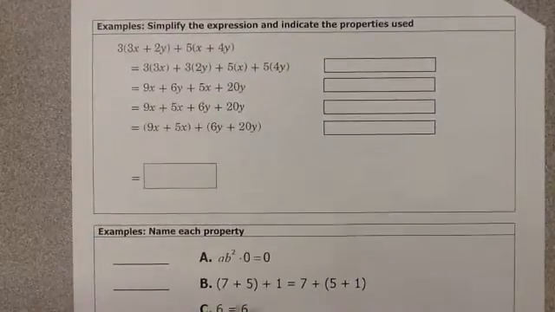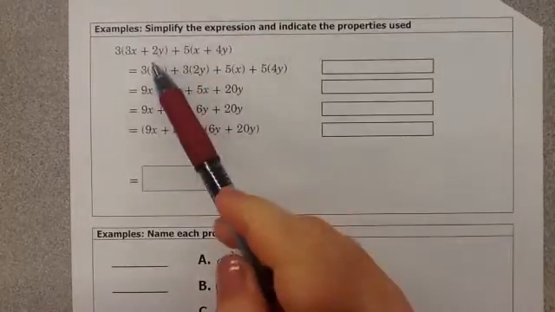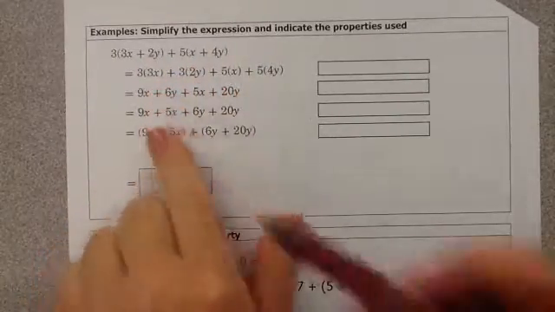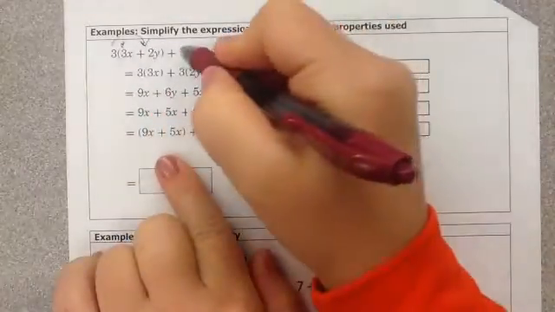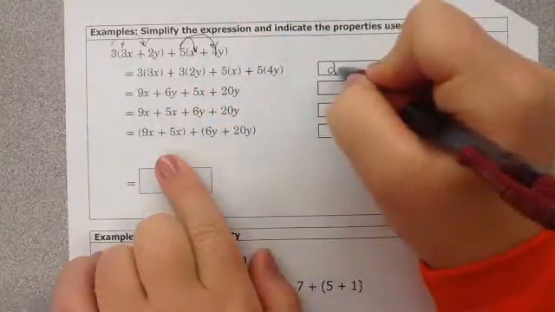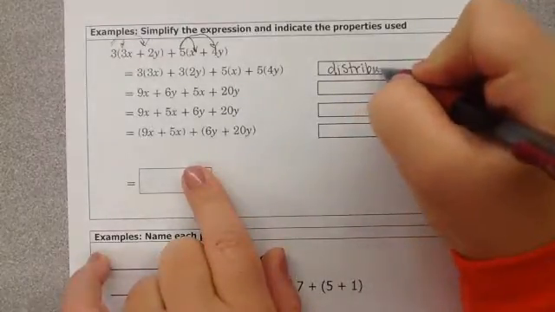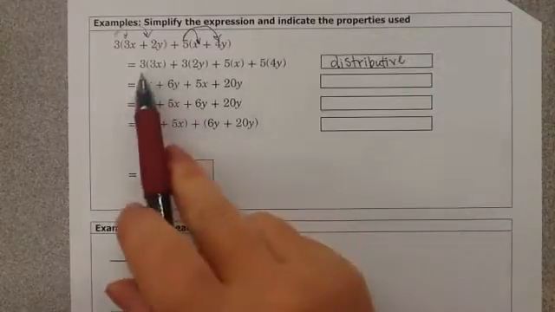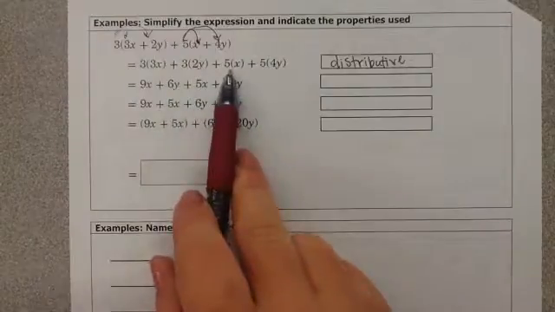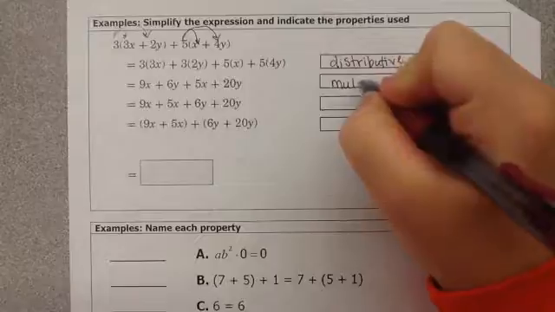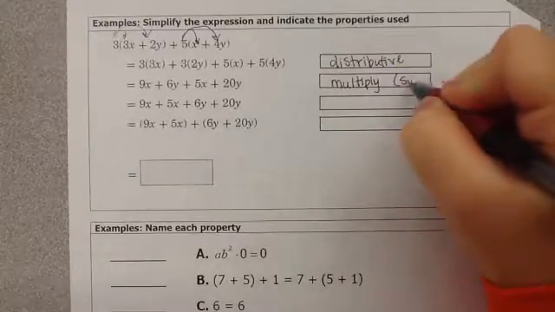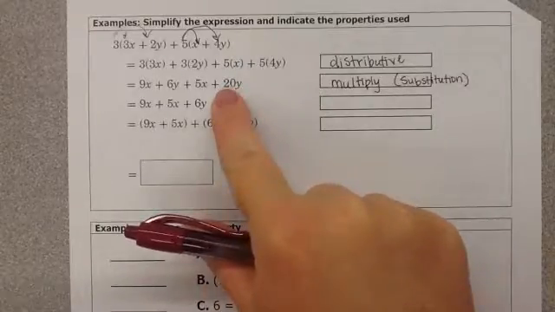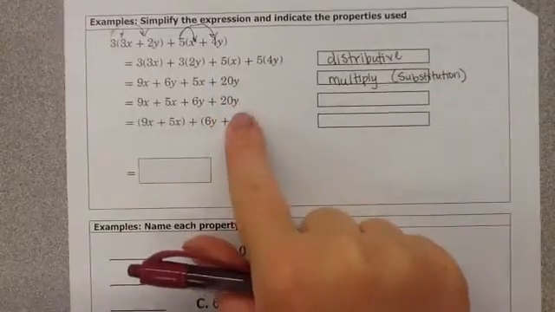Here we're going to simplify the expression, and it's done for you. We're just going to tell the property that is used along the way. So, the first step, from here to here, what did they do? They distributed, and they distributed here. So that's the distributive property. Next, they just multiplied 3 times 3, 3 times 2, 5 times 4. So this is just multiply. You also could say that this is substitution, since with 5 times 4, you're replacing it or substituting it with 20. So you either can just say that they're multiplying or that they're using substitution.